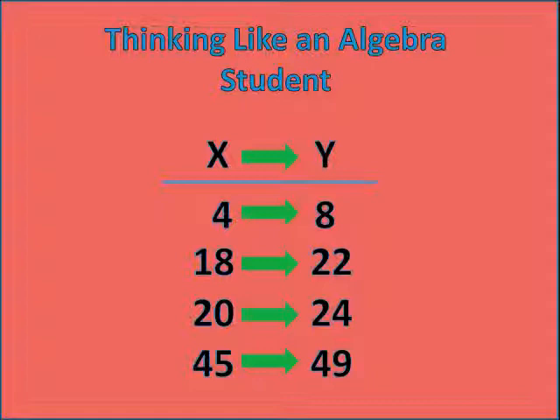The trick to solving these kinds of problems is that you have to do something to each X to get a correct Y. In your head, you have to think, how do I get from 4 to 8? Well, let's try adding 2. 4 plus 2 equals 6. Well, we're looking for 8, so I guess 2 can't be the right answer. Let's try adding 4. 4 plus 4 equals 8. That's correct. Let's see if it works for all other x's.